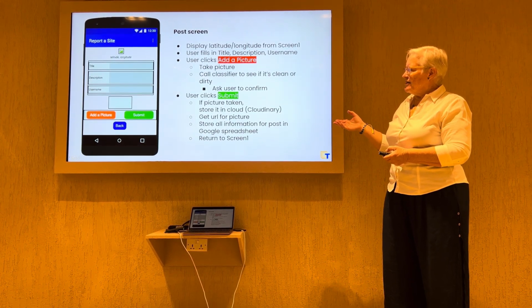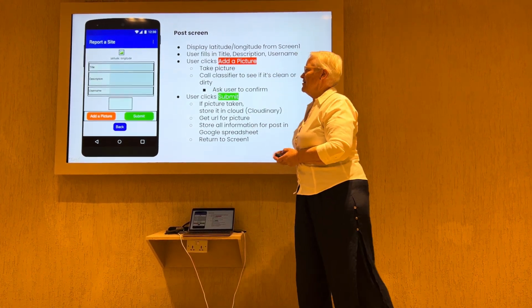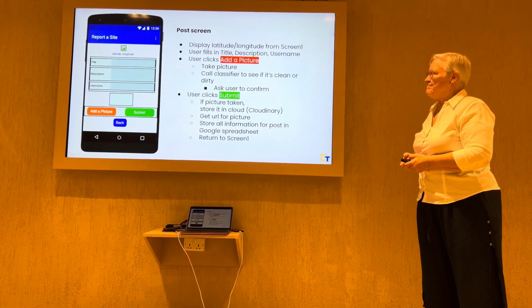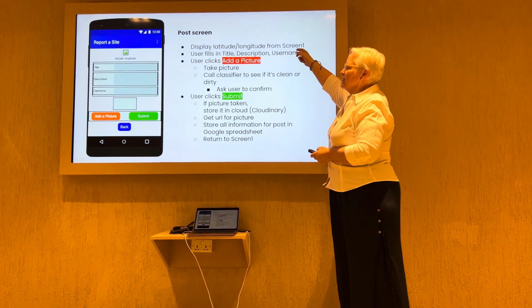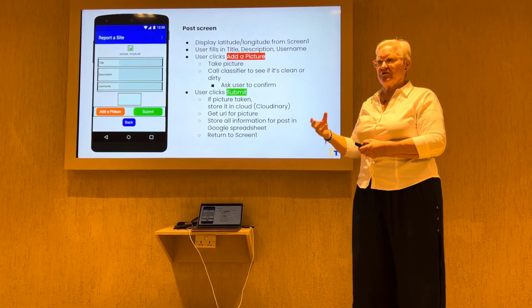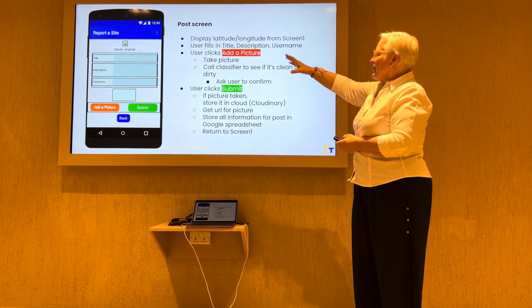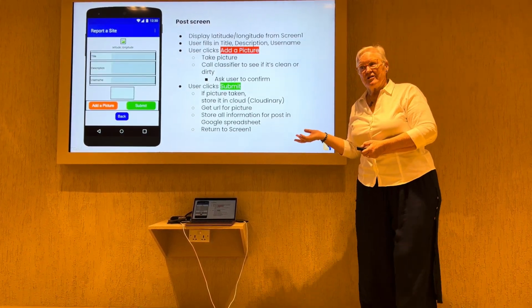So the post screen is set up like this, so you can enter your title, your description, and just to say who posted it, you can enter your username. It's going to display the latitude and longitude passed in from screen 1, which is either your location or if you tapped on the map. So the user will fill in all the information. The user has the option to take a picture.